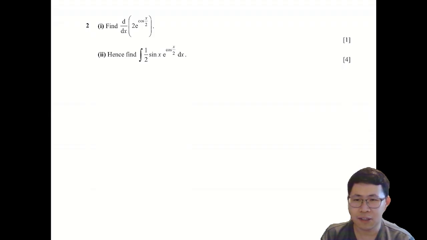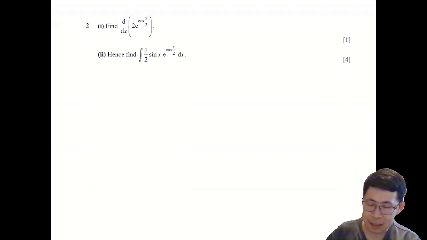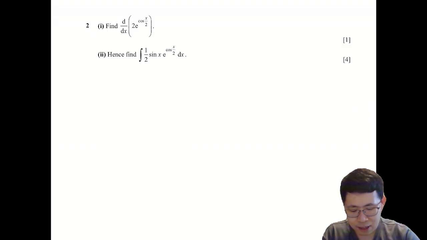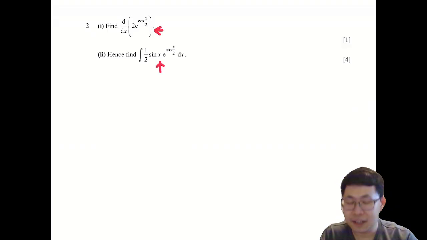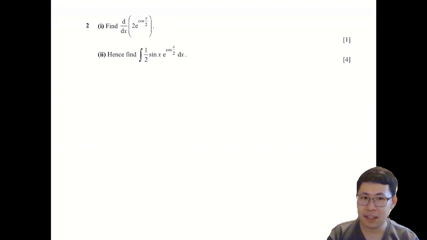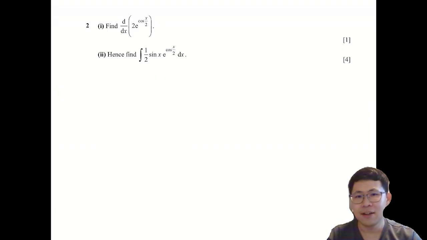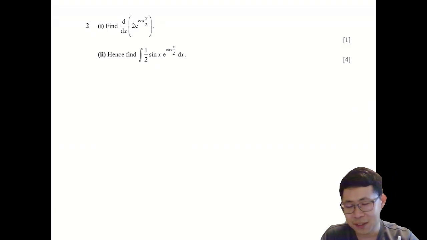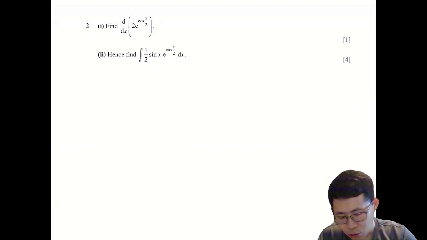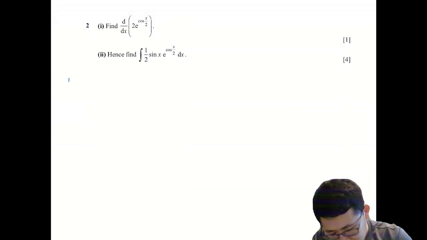So this structure looks very familiar as compared to your O-level days. Part 1, differentiate. Part 2, integrate. So I think from your O-level days, you can see that this is integration as a reverse of differentiation. So likely we'll need to make use of the results from here to apply it to here. So let's do our part 1 first.